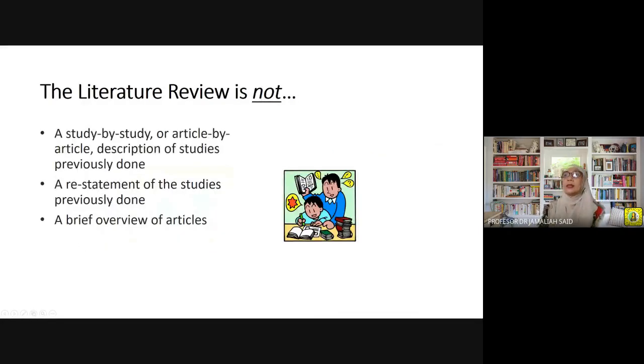So what is the literature review not? A literature review is not a study by study or article by article description of studies previously done. It is not a restatement of studies previously done. It is not a brief overview of articles. When I read theses, I noticed that some students' chapter 2 is very simple. Maybe they read 20 articles.